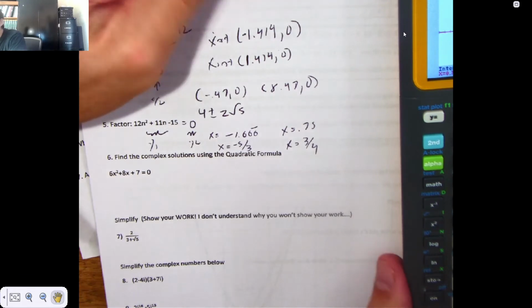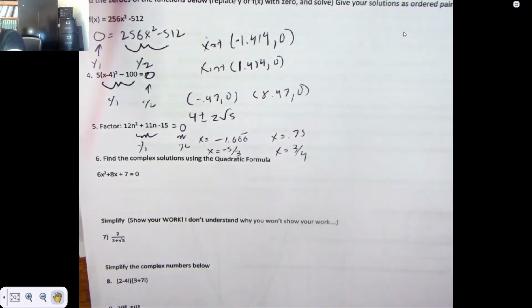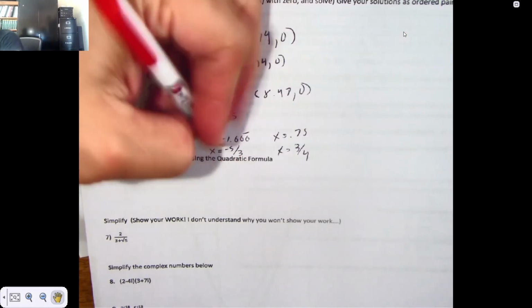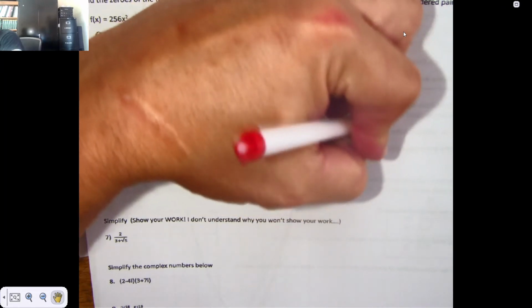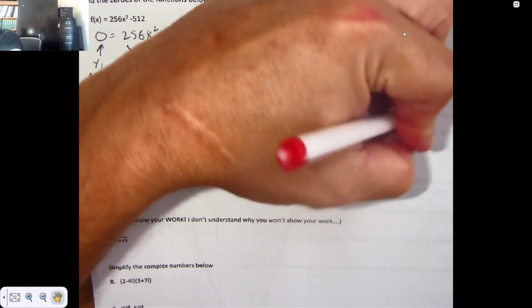This is 3 over 4. Okay, what good does that do me? Well, if the zero is x equals negative 5/3, then the factor is x plus 5/3. And if the zero is 3 over 4, the factor is x minus 3/4.